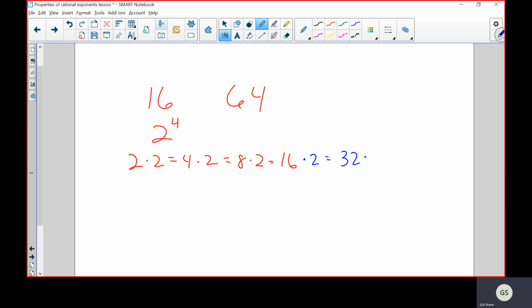I want to try it because I'm not over 64, so it might still work out. 32 times 2 is 64. Yes, it is. So 2 will work. I got to the number I needed both times. I got to 64 and I got to 16.